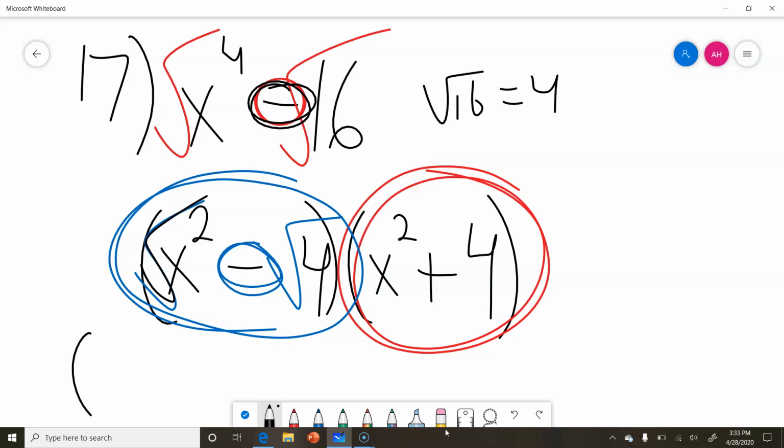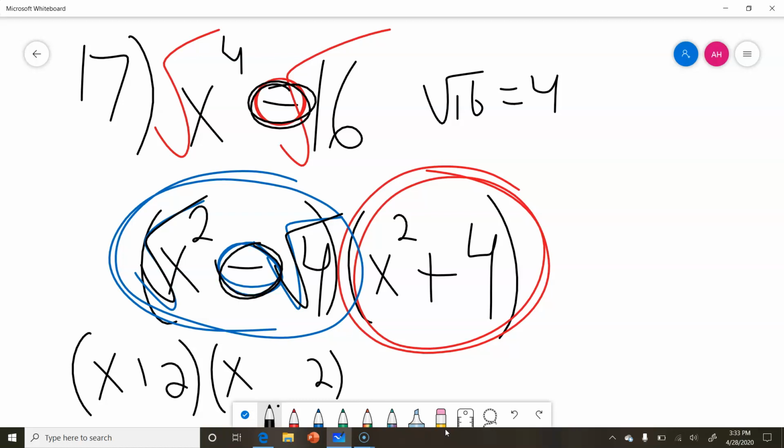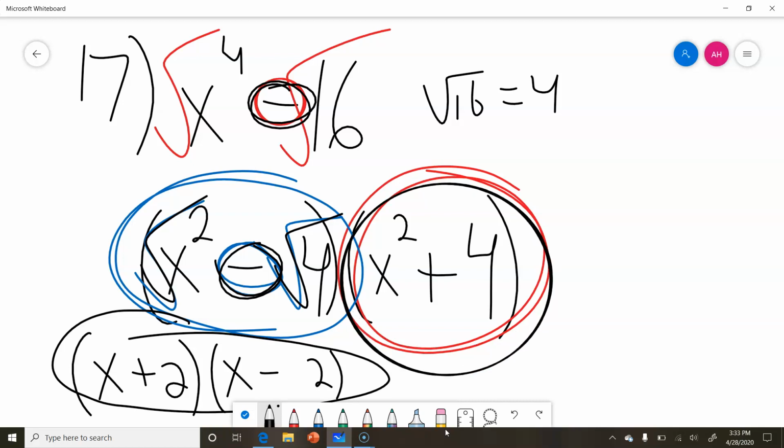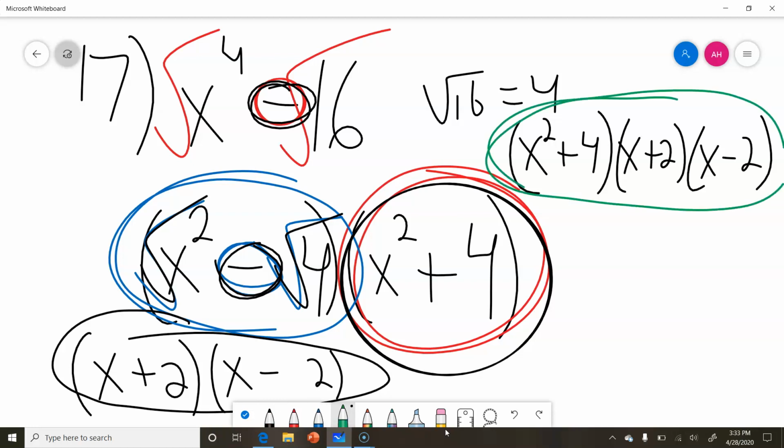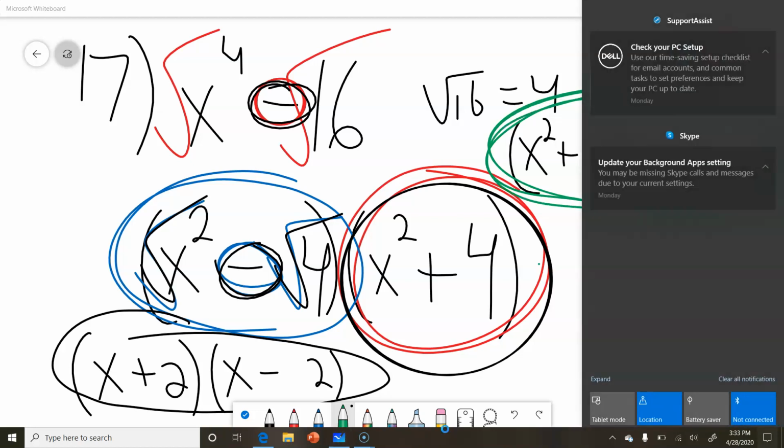So I'm going to say, well, how can I rewrite that? Well, the square root of x squared is x. What's the square root of 4? That's 2 times 2. And then I have a negative sign here, so one's going to be plus and one's going to be minus. So now when I write my final answer, I combine what's down here with what's right here to get a grand total answer of x squared plus 4 times x plus 2 times x minus 2. And there, ladies and gentlemen, is the full answer. So it's just factoring out the difference of squares and then moving forward from there.